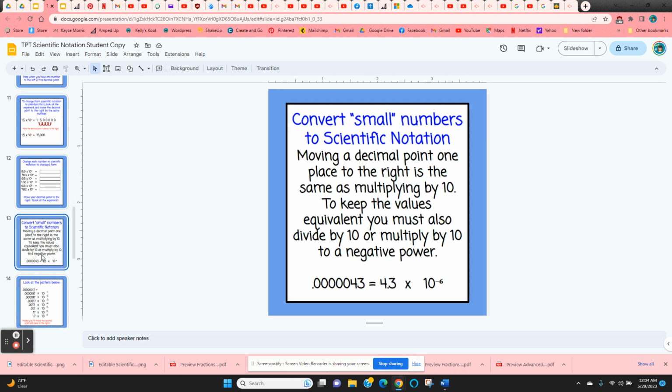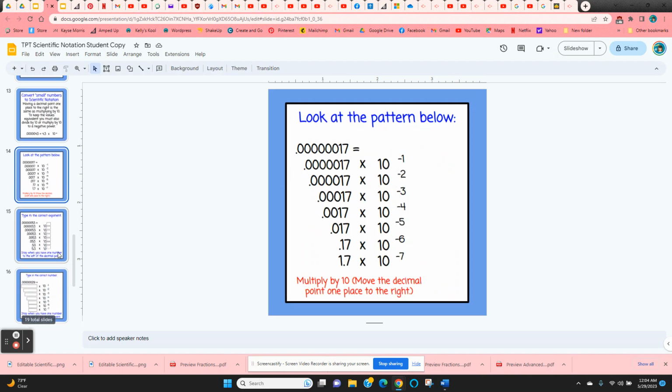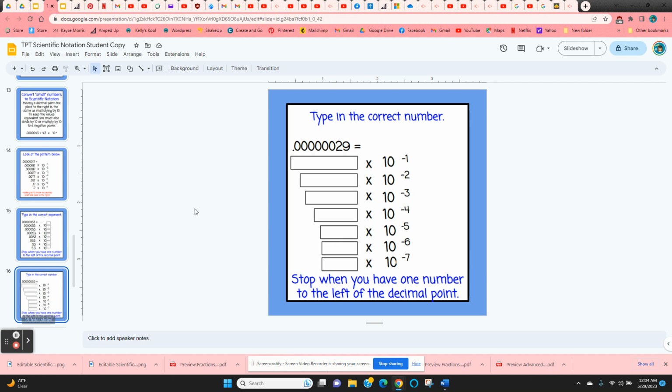Then they go on to the small numbers. They're given examples of how this works with a negative exponent. And then students are going to type in the correct exponent for each one of these. They're going to type in the decimal that's equivalent.